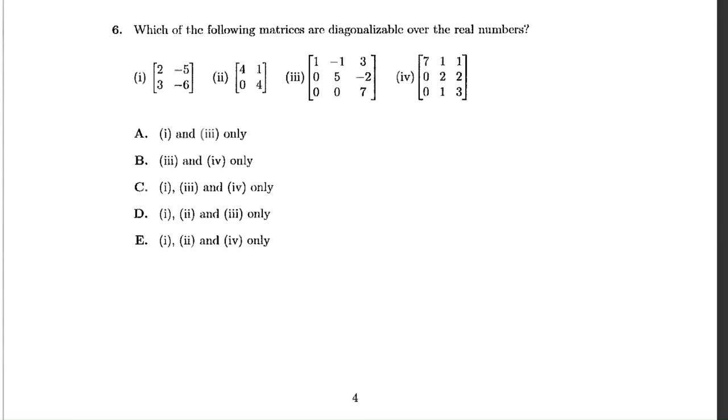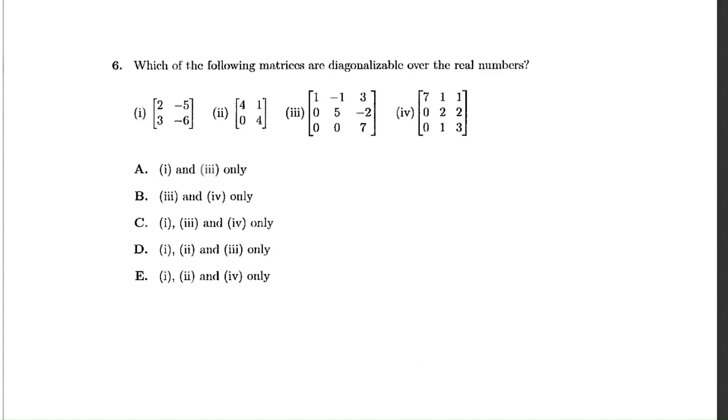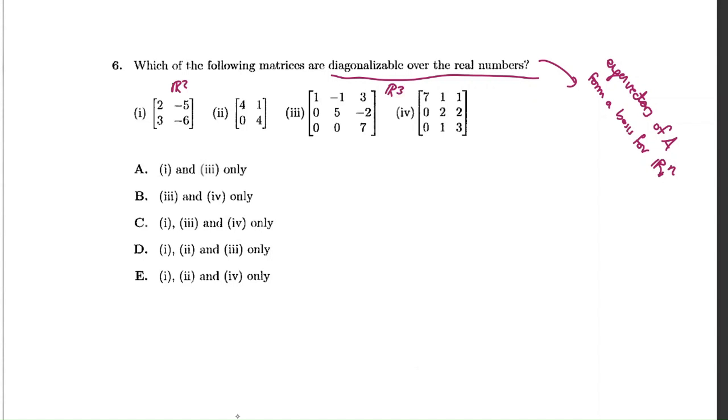Okay, so in this problem, we're trying to find which matrices are diagonalizable over the real numbers. When we want to figure out which matrices are diagonalizable, by definition, we want to check if the eigenvectors of the matrix, let's just call the matrix A, form a basis for the vector space they're in, so R^n. So for example, in this case it'd be R^2, in this case it'd be R^3. And if these eigenvectors form a basis for R^n, they need to be linearly independent as well.